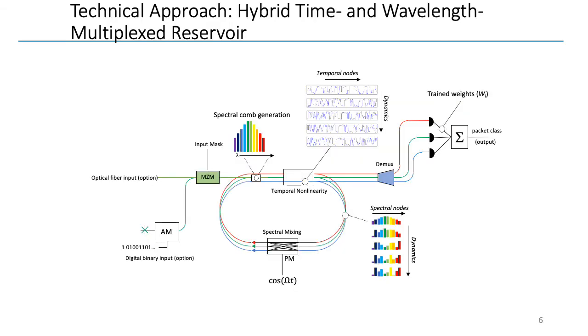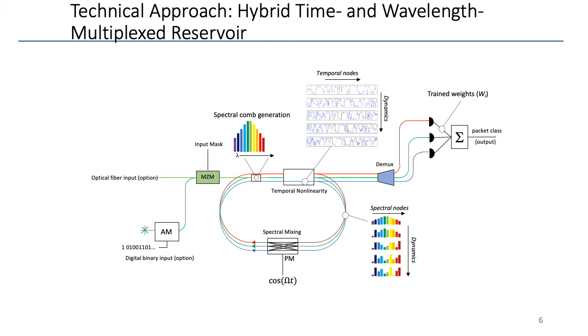Our overall system architecture takes advantage of the combined use of both time and wavelength multiplexing. The use of wavelength multiplexing allows for an increase in the number of effective nodes that can be processed by the reservoir, with minimal increases in hardware complexity and power consumption. When combined with time multiplexing, this allows for a relatively large effective reservoir to be implemented on a single physical hardware node.